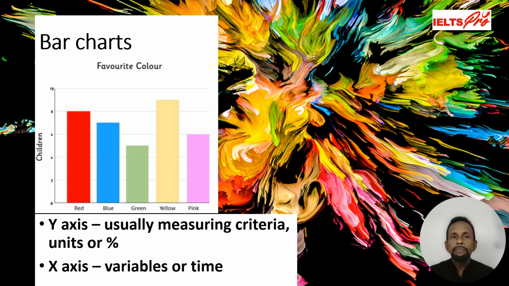A bar chart consists of a Y vertical axis and an X horizontal axis. The Y-axis usually indicates the measuring criteria in units or as percentages. The X-axis indicates the variables or the time. The other most important thing is the caption or the heading that explains the content of the bar graph. In here, it says favorite color.